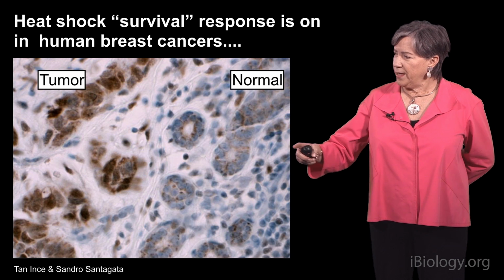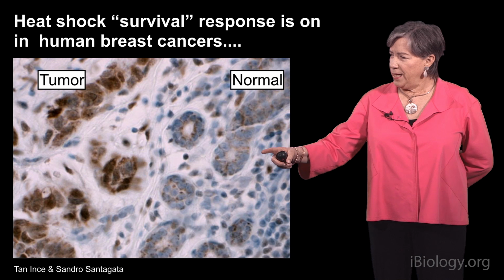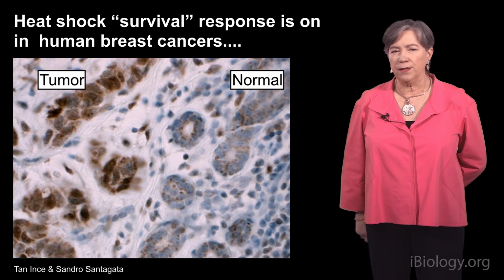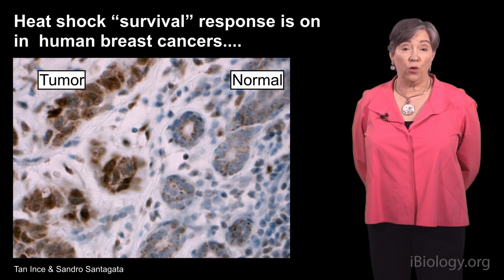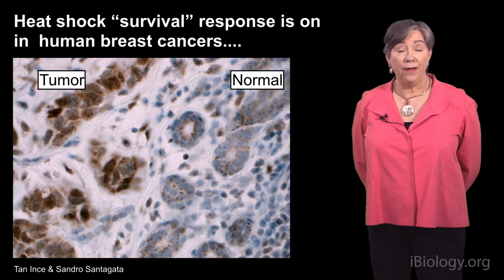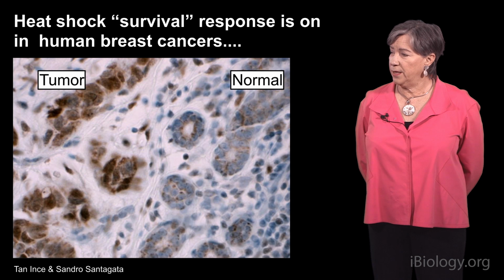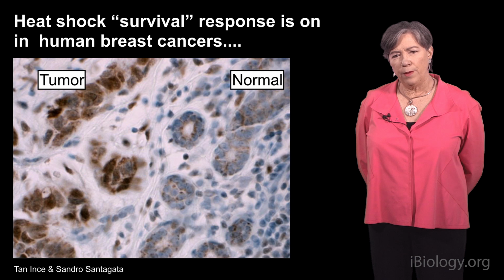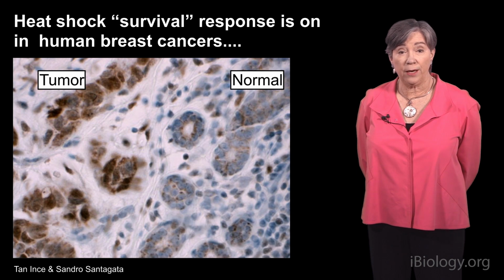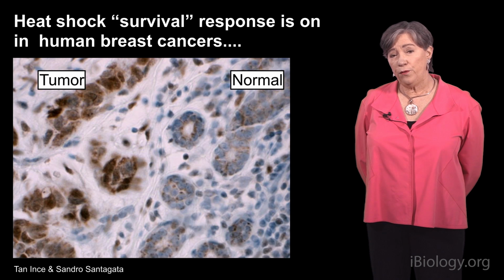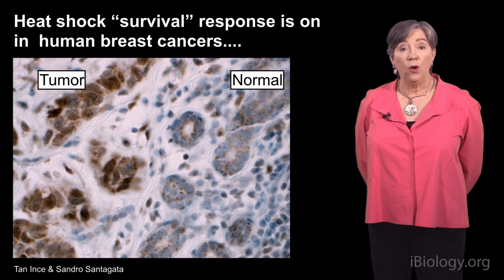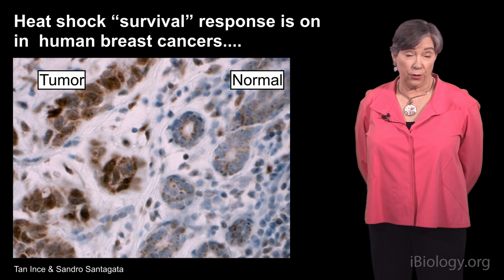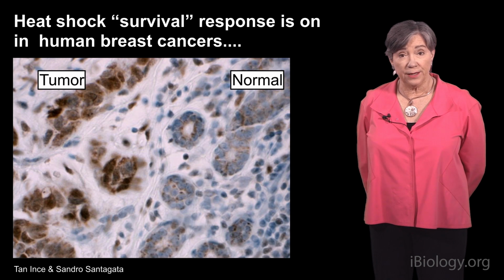And so here we see that HSF, the brown staining, is in the cytoplasm. And that's because that's a normal cell, they're perfectly happy, and they don't need their heat shock response. But in the tumor, you can see that the deranged-looking cells have a much higher level of that brown stain, a much higher level of the heat shock factor, and it's moved from the cytoplasm into the nucleus, where it does its business in transcribing a whole variety of survival genes.